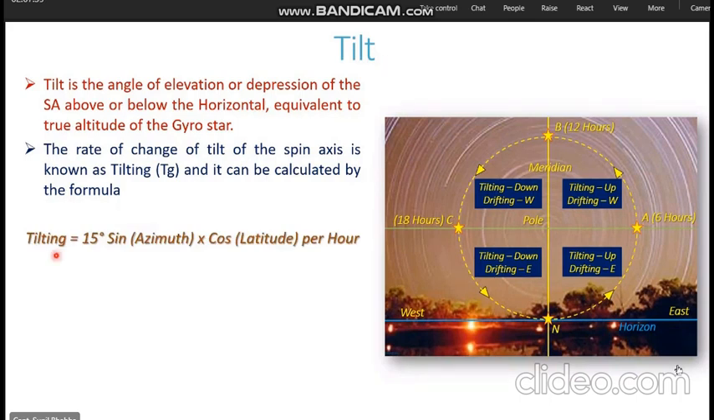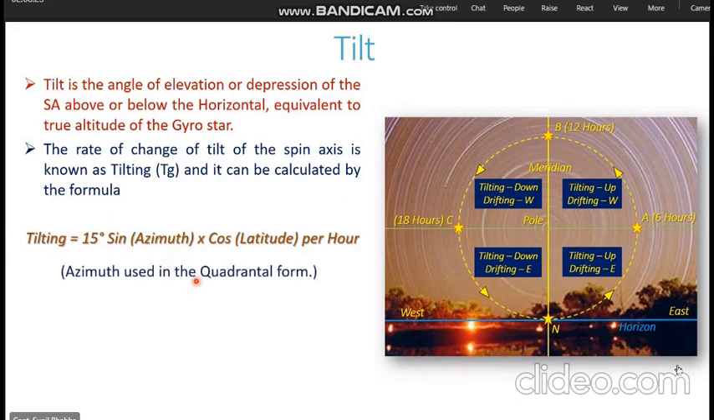The formula is: tilting is equal to 15 degrees sine of azimuth multiplied by cos of latitude per hour. So azimuth is basically the azimuth of the gyro star at any particular instant, or you can say the drift of the spin axis, and the latitude is the latitude of the observer or wherever the gyro is placed. And this value which we will obtain is basically the rate of change of tilt, or tilting, per hour. So in 1 hour, the tilt is going to change by this much of a value.